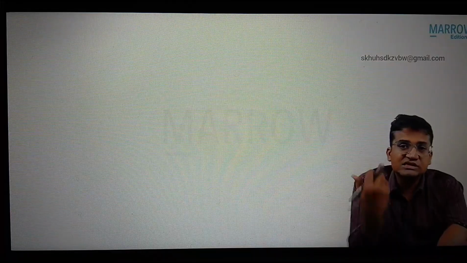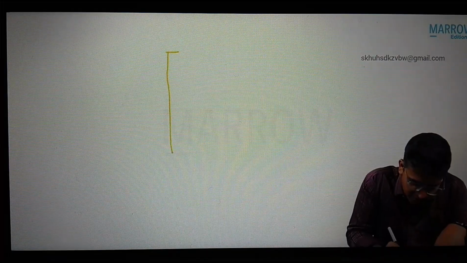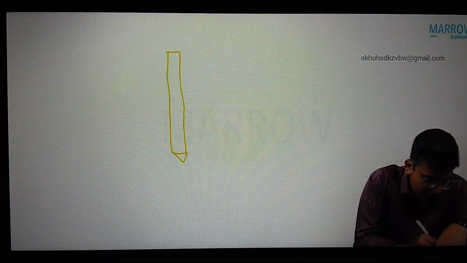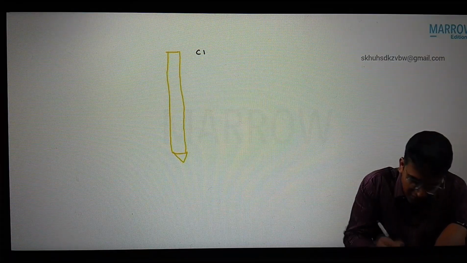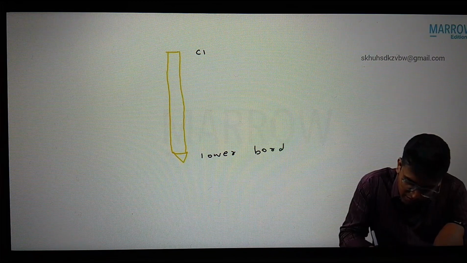So now we're going to start spinal cord. Okay. So we're going to draw one line diagram and then we're going to proceed. Now this is our spinal cord. See, spinal cord is starting from C1 to L1. Now this is the spinal cord starting from C1 to L1. Now C1 to lower border of L1.